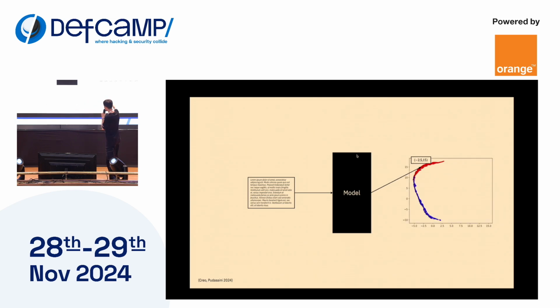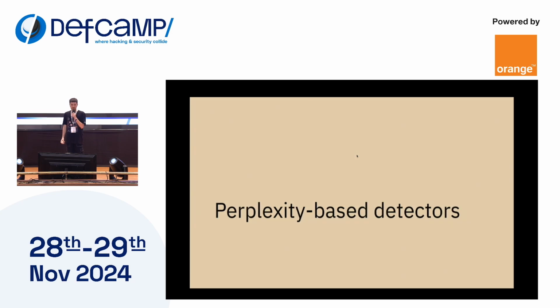So here you can see that I have a red region of things and a blue region of things, and they are different. If my point lands on the red region, that means it's AI generated. The model is telling me, okay, this is not human. Very good. That's classifiers. Now, let's talk about perplexity-based detectors, okay?